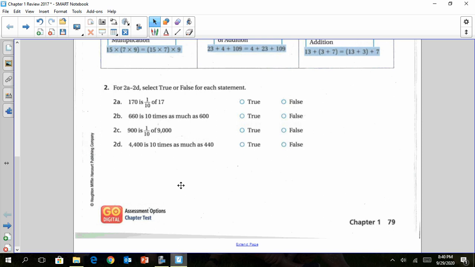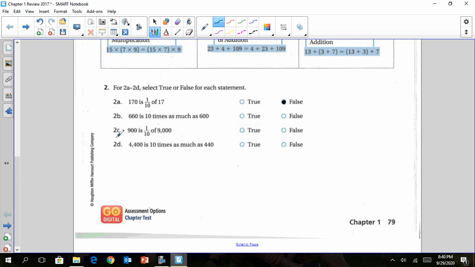On the first one, we have 170 is 1/10 of 17. So is 170 10 times smaller than 17? No, 170 is actually larger than 17. So this would be false.